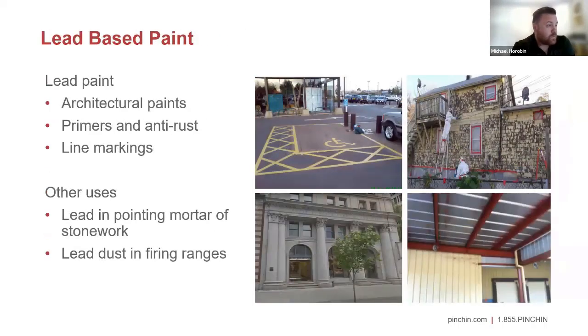Another main big one we look at a lot is lead. So lead paint, which is architectural paints, primers, anti-rust, line markings. Other uses are obviously lead in pointing, mortar, or stonework, lead dust in firing ranges, lead batteries, those sorts of materials.